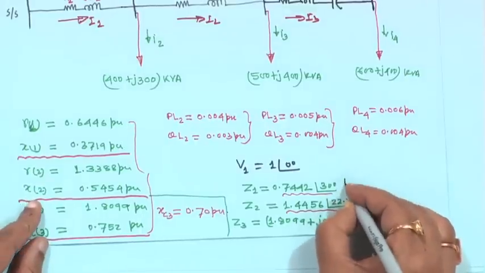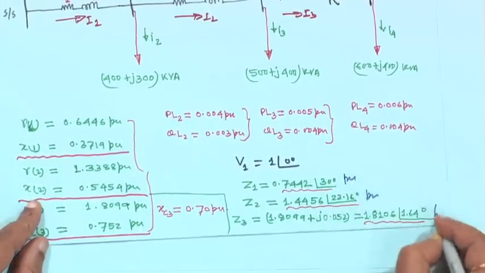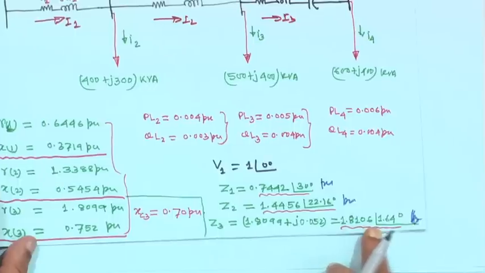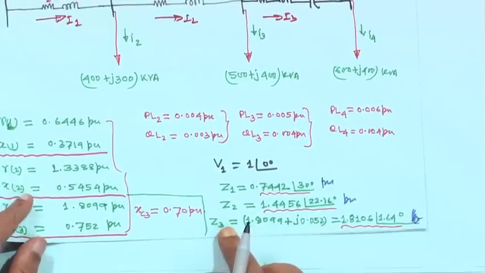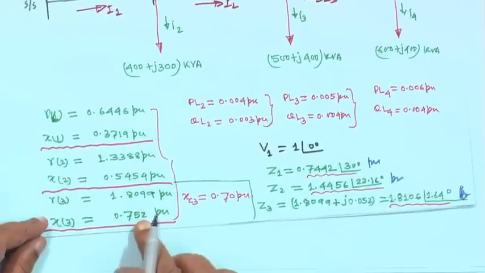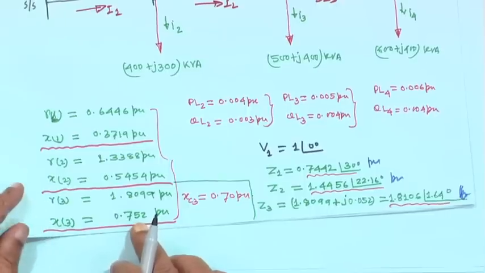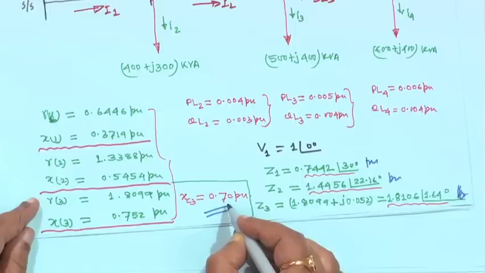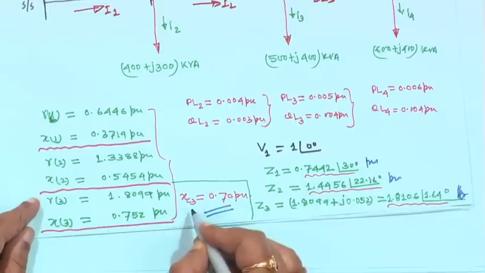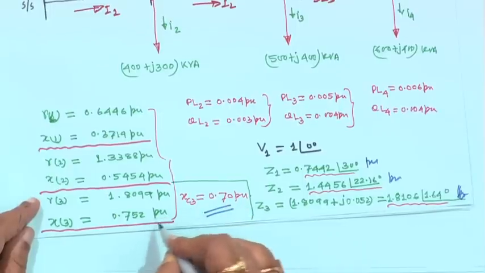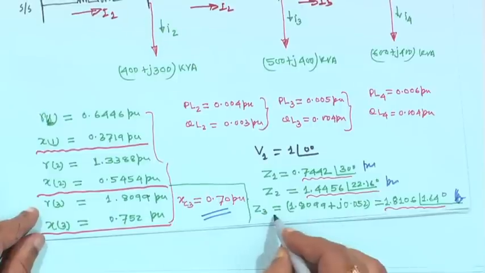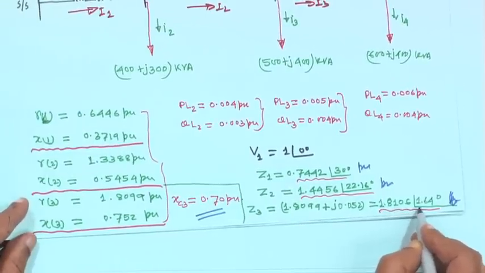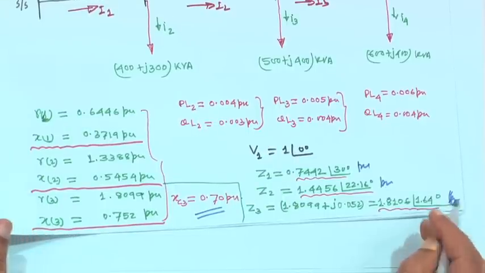I have not written it, but throughout we have written all in per unit, right. And Z3 is equal to 1.8106 angle 1.6 degree, because Z3 here will decrease. Earlier X3 was equal to 0.758, but X3 we have taken as 0.70 per unit. Therefore, X3 minus XC3 will become 0.052. So, Z3 has decreased; earlier I think it was 1.89, now it is 1.8106 angle 1.6 degree, right. Thank you.